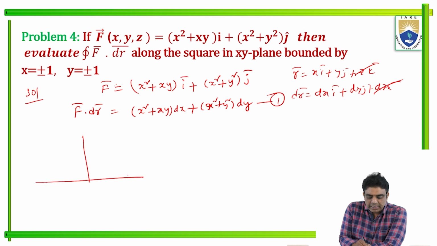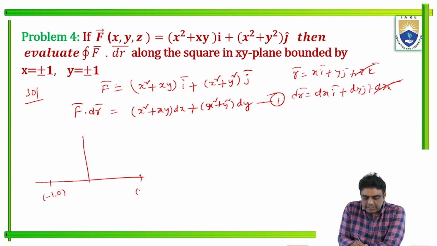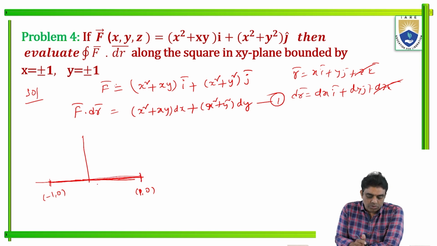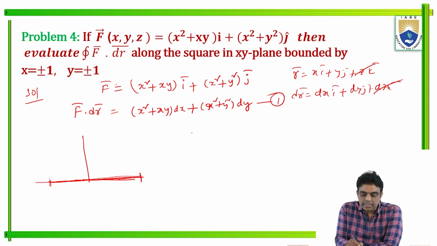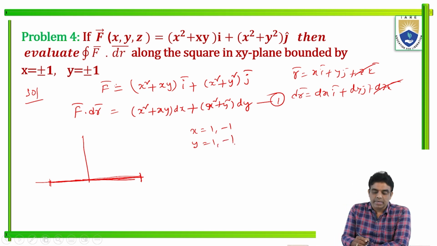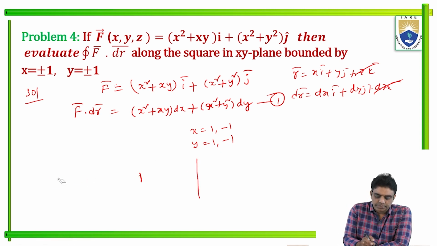Now we have to evaluate this line integral along the lines of the square. The square has x equal to 1 and minus 1, and y equal to 1 and minus 1. This is minus 1, 0 and this is 1 comma 0. Am I right? Between these, one square is there. What is the x equal to 1 line? So I will show here. I will discard this.